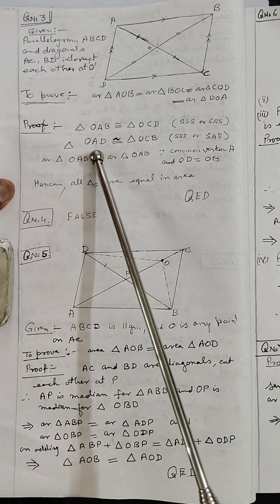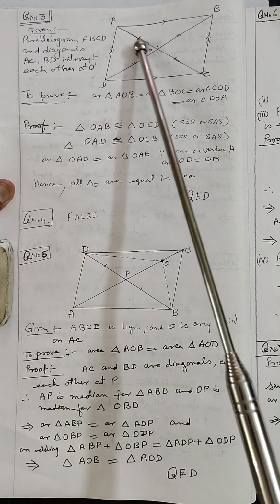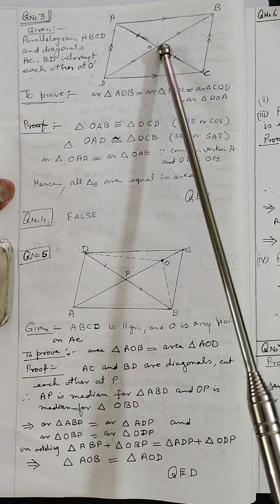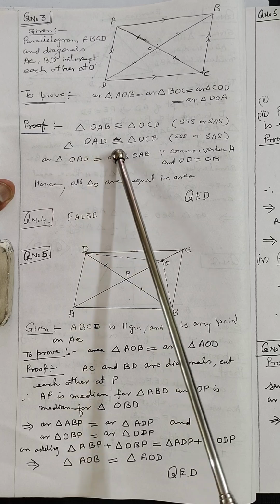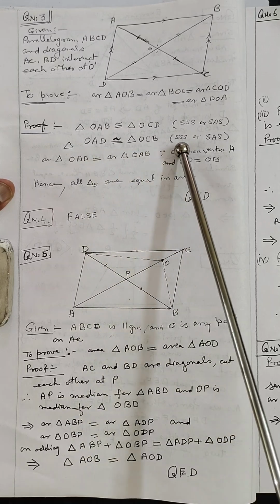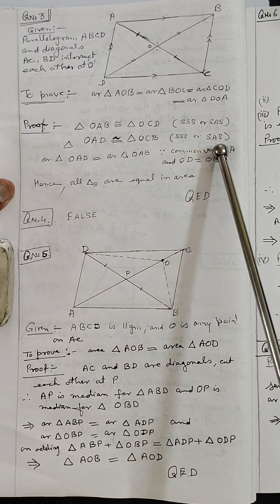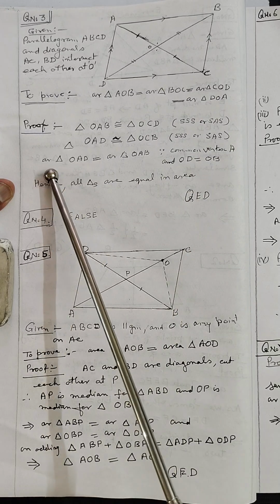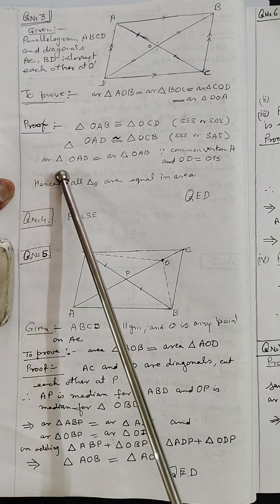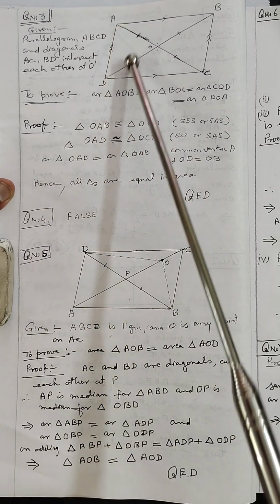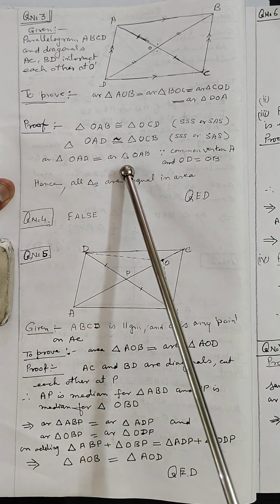Now the triangle OAD and OCB. OAD is congruent to triangle OCB by the side-side-side or side, angle, side criteria. Therefore the area of OAD is equal to the area of OCB. Now you see the area of OAD and area of triangle OAB.